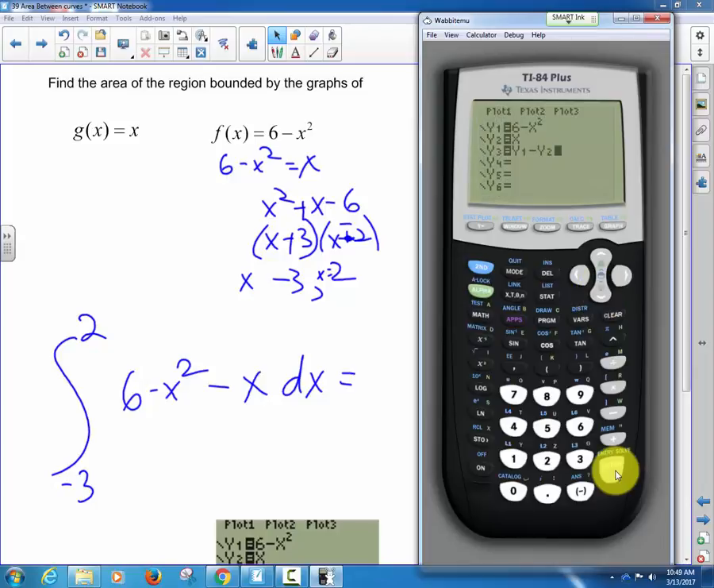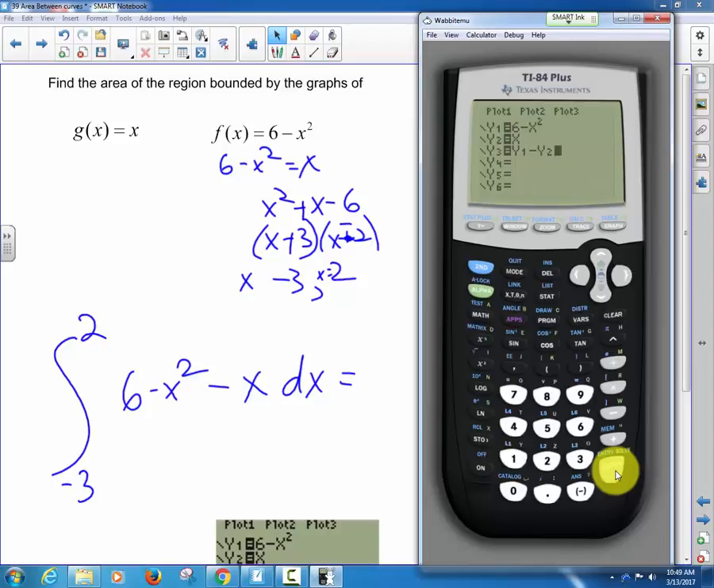Now, why do I do that? Couldn't I have just retyped 6 minus x squared minus x probably as fast or faster than that? Probably so. But now if I leave Y3 as that one every single time, I don't have to type it anymore. All I do is change my two functions up here every time. And I've got exactly what I need.